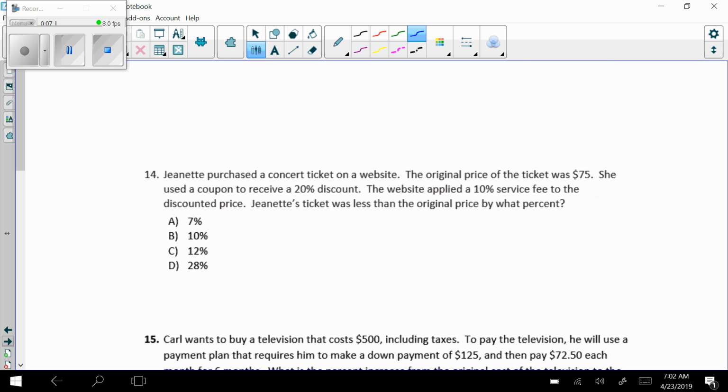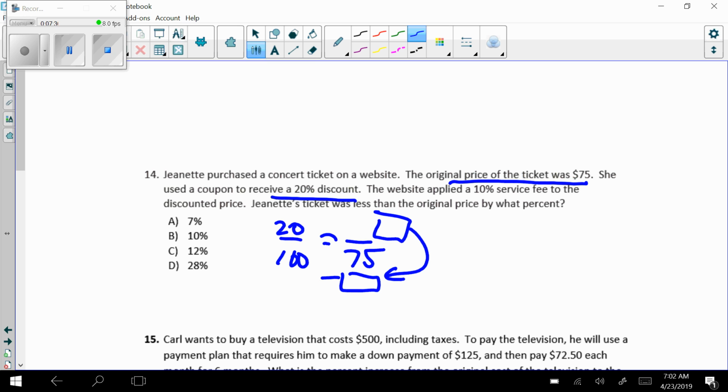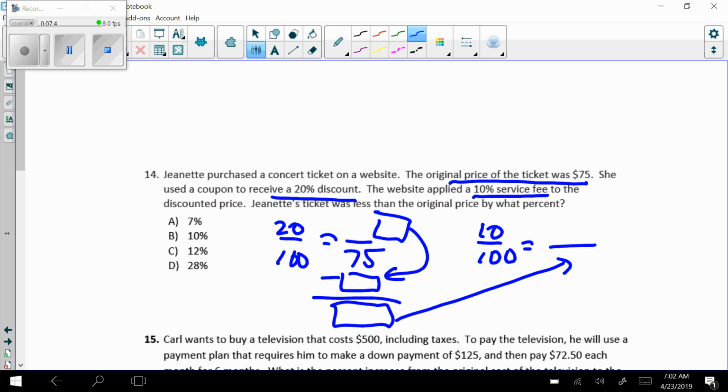Okay, number 14. All right, so what most of you are going to do is you're going to see the original price of the ticket is 75, so you get a 20% discount. So what most of you are going to start off doing is 20% of 75. But what you have to remember is whatever you get here gets subtracted away. And from this amount, now you get a 10% service fee. So when you set up your second one, it's 10%. This is the number that goes here. And then whatever you get here, it's a fee, which means it gets added, and this is going to be your new price.